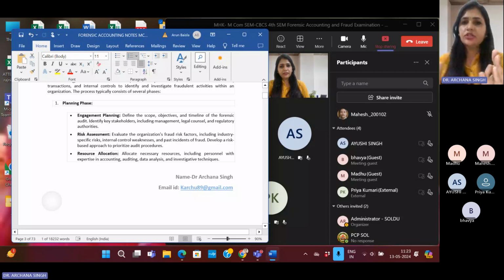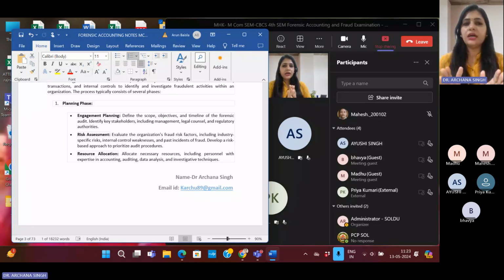Okay. Second is risk assessment. Risk assessment means कि auditor has to evaluate the risk factors related to the fraud, including industry specific risk or internal control weakness or past incidents of fraud. So develop a risk based approach to prioritize the audit procedures.